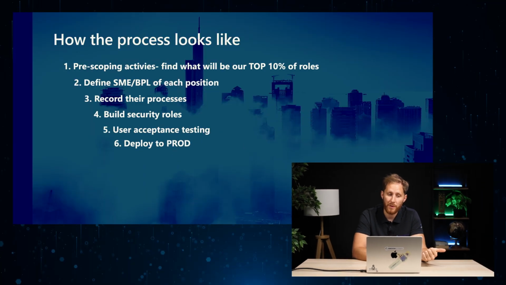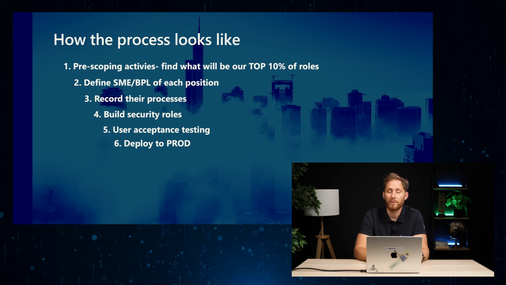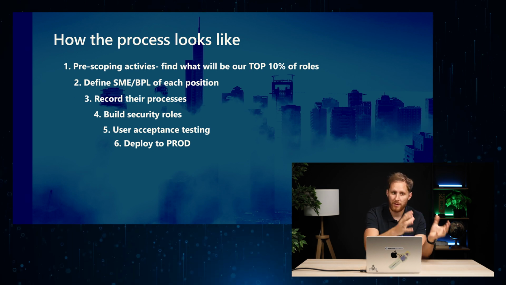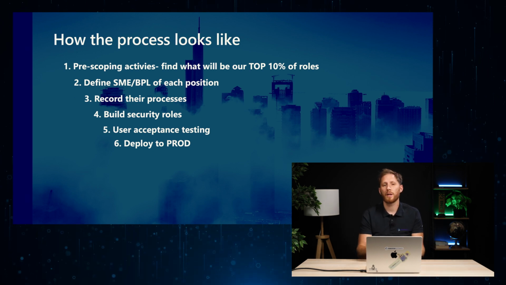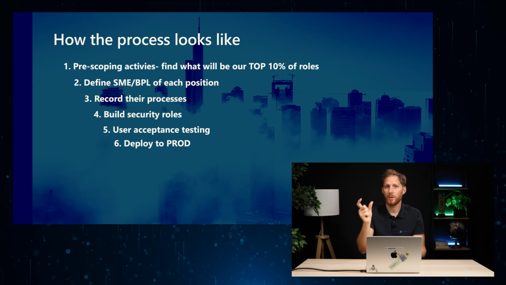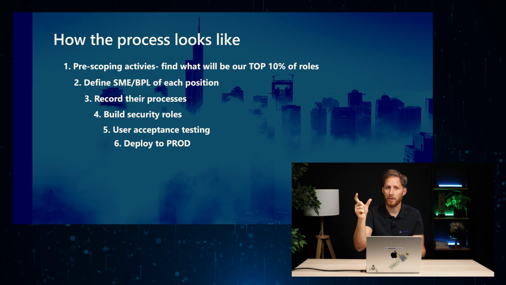The first one: what we do in processes like this is pre-scoping activities to find out what your top 10% of the roles are. What does it mean? We go to Finance and Operations and identify the most common positions in the organization, because those top 10% will be between 60 and 80% of your licensing cost reduction. That's the sweet spot we want to aim for.